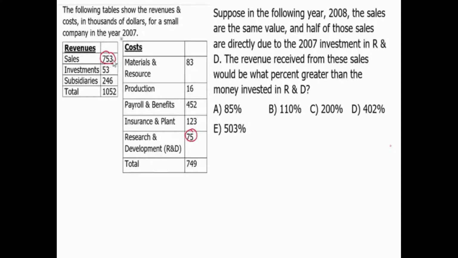Now, half of 753,000 is 376,500. So we are trying to answer the question, this number, 376,500, is what percent greater than 75,000. This is the question we are trying to answer.